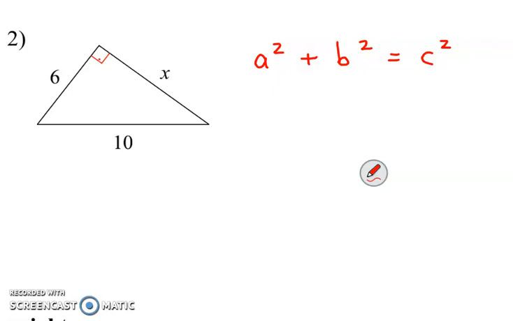So I look for the right angle and I go across from that. So 10 is the longest side, it's the hypotenuse, and that's the value of C. So I'm going to plug 10 in here for C, and it's not just 10. Remember, this was C squared, so I've got to have 10 squared. Now I can use 6 and I can use X in place of my A and B.